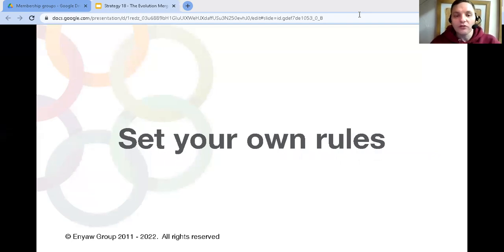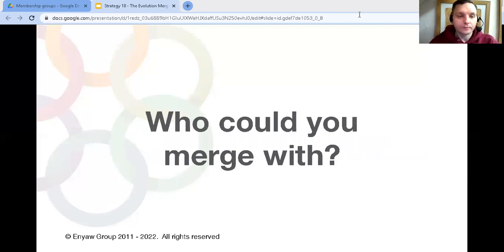As a business, you can set the rules to suit you. They just did it this way because they knew they were taking the group public and they needed to have those specific rules so it didn't damage the share price if one company came in and didn't work to those rules, for example. But this is how you use the evolution merger strategy to grow your membership group.